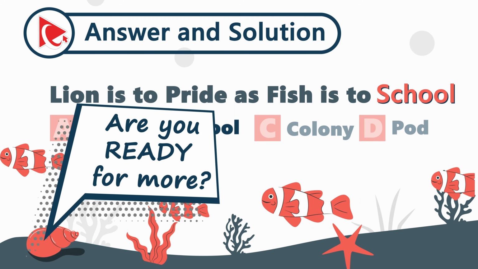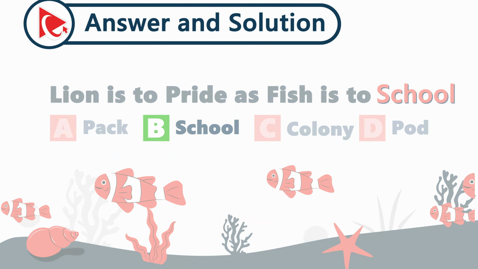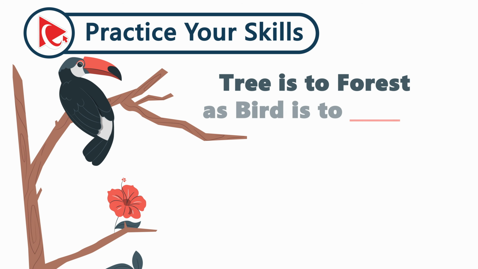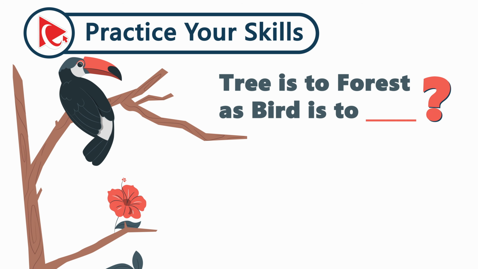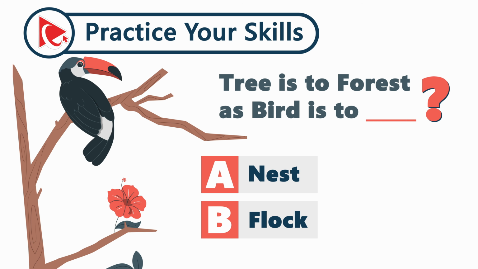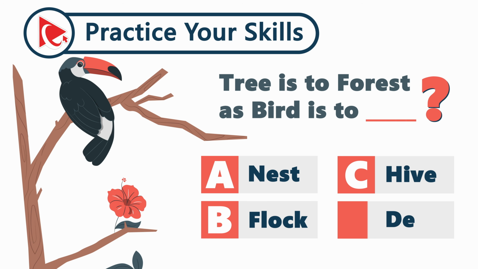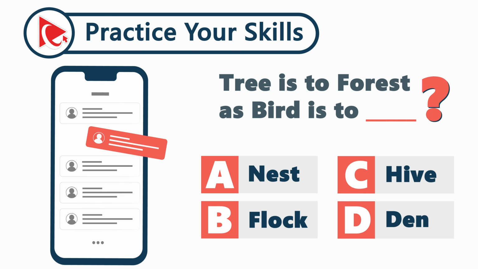Are you ready for more? Try this question to see how you would do. You're presented with the statement, tree is to forest as bird is to, and your answer needs to be selected as one out of 4 possible choices. Choice A, nest, choice B, flock, choice C, hive, and choice D, den. After you've selected your final answer, post it in comments and I'll share my feedback. Enjoy solving this cool problem.